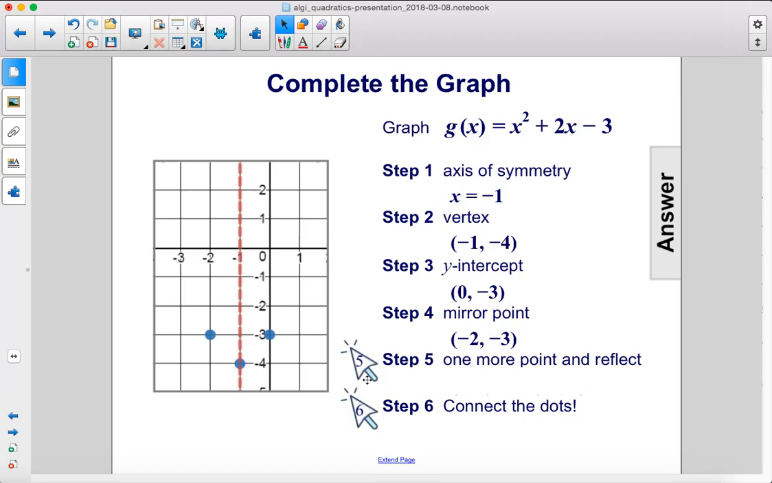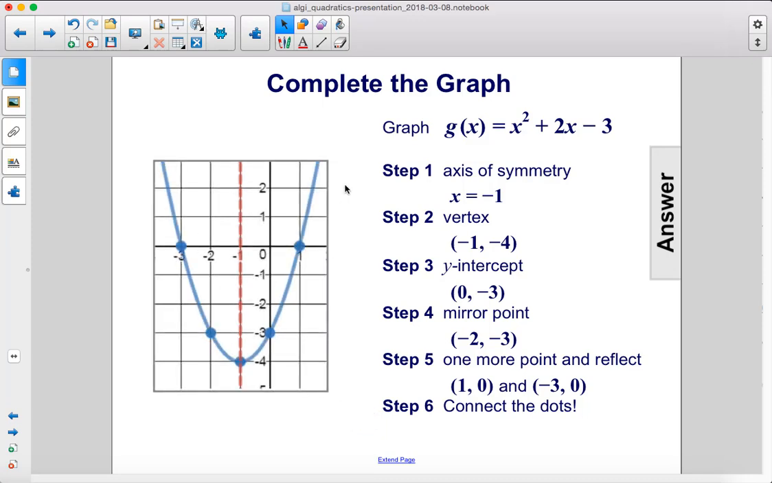Step 5, one more point and reflect. So let's use the point 1, comma 0. And then we reflect that over, and we get negative 3, comma 0. So all we did was take 1, plug it into the function, and we got 0 as a result, which is why this point's here. And then finally, we connect the dots, and we have our parabola.